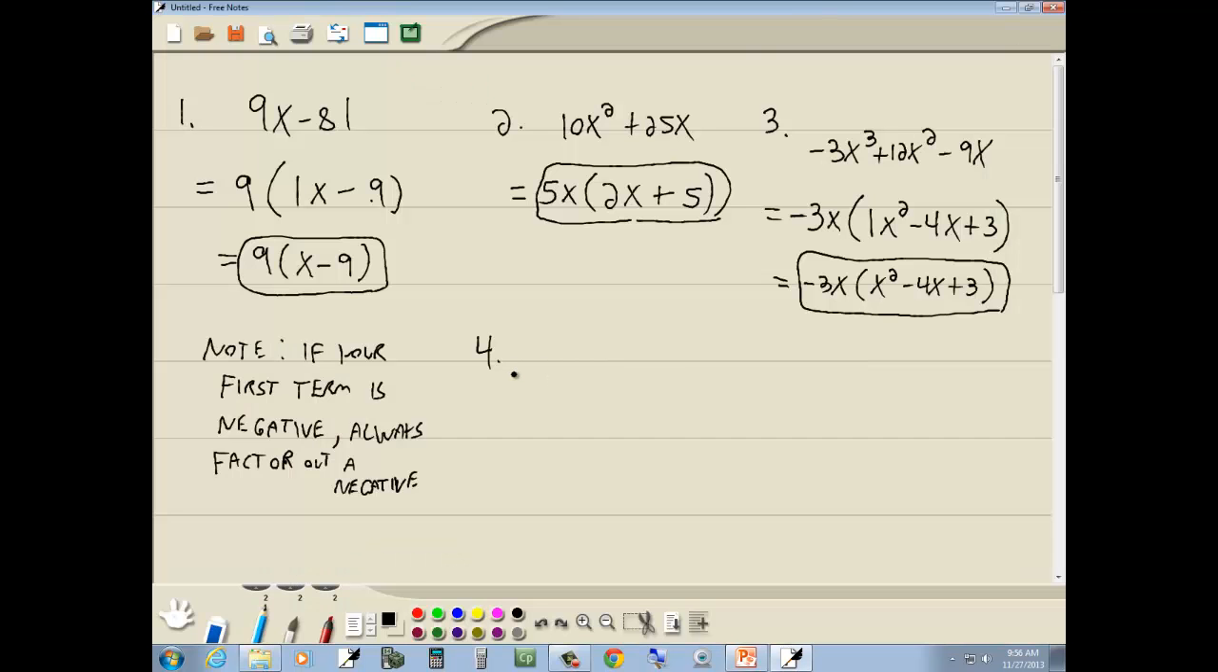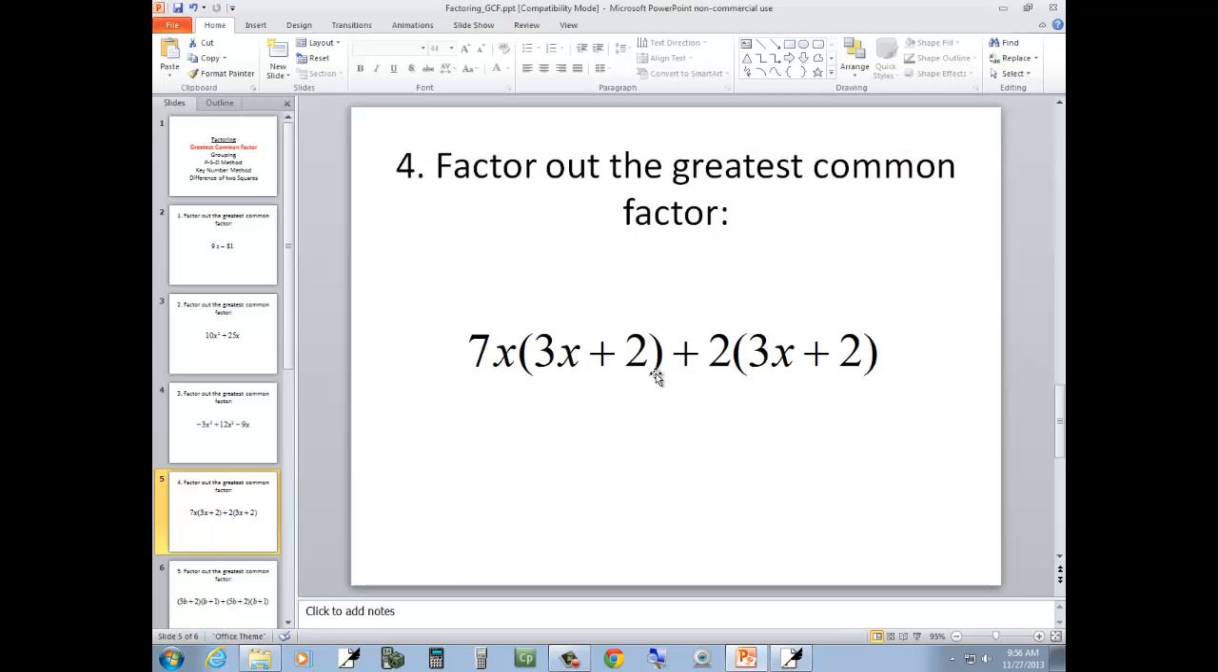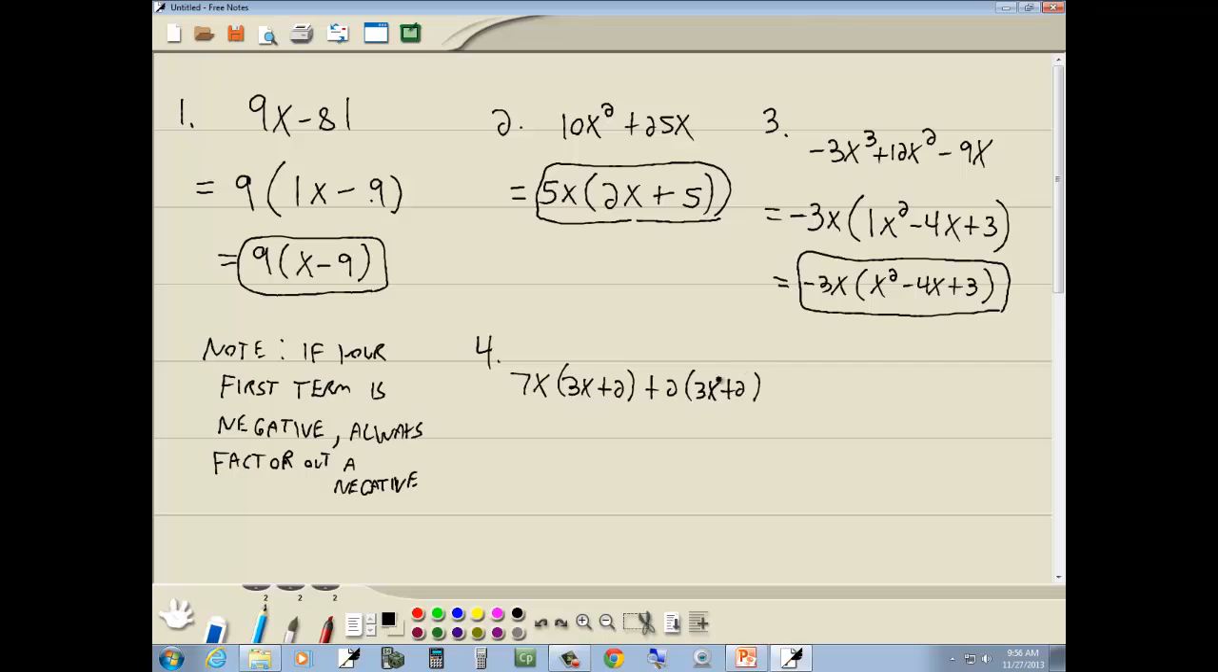Okay, let's look at the next example. We got 7x times 3x plus 2, plus 2 times 3x plus 2. Well, sometimes you have a number in common, sometimes you have x to a power in common, sometimes you have anything in common. If I look at these, these are considered one group, and these are considered one group. Why do I consider them one group? Well, look at this first one here. Everything's multiplication. 7 times x times this set of parentheses. Over here, this is 2 times this set of parentheses. So that's why I'm grouping these together like that.